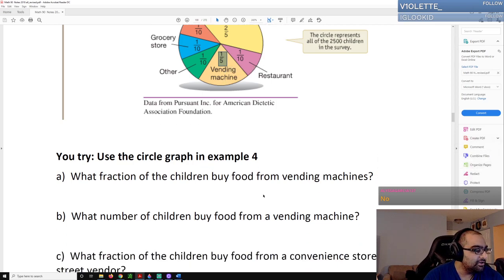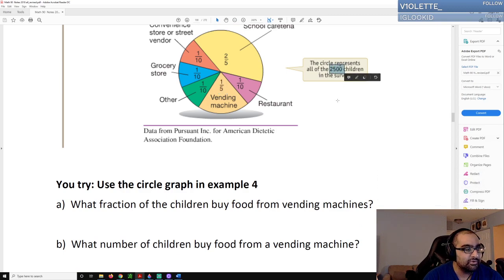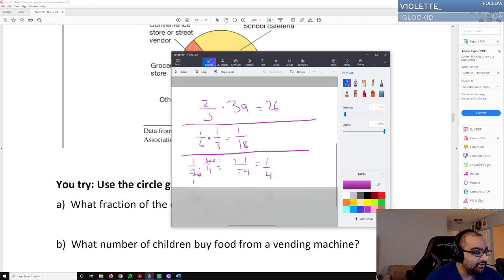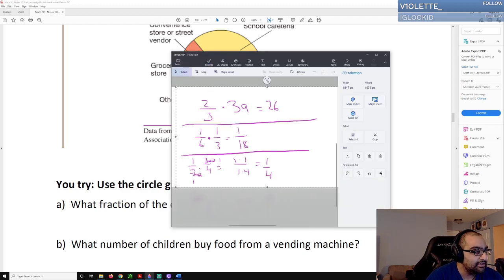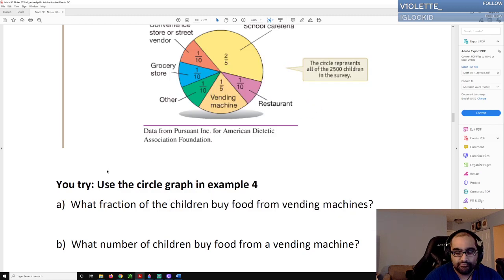What number of children buy food from a vending machine? This one has this little bubble here. They took 2,500 children as part of the survey, and we want to multiply that by 1/5. If you do that real fast, it's pretty easy. So 1/5 times 2,500 equals 500. So 500 kids buy food from the vending machine, all nice and good.